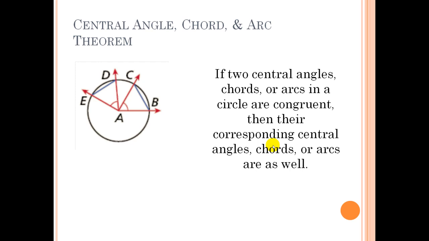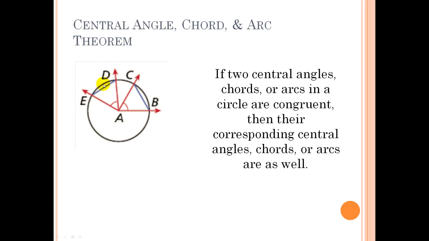But really all it says is that if you have two angles or arcs or chords in a circle that are congruent to each other, and it works with congruent circles too, but in the same circle, they all kind of come in sets. So you get a central angle and a chord and arc that all are kind of formed together.